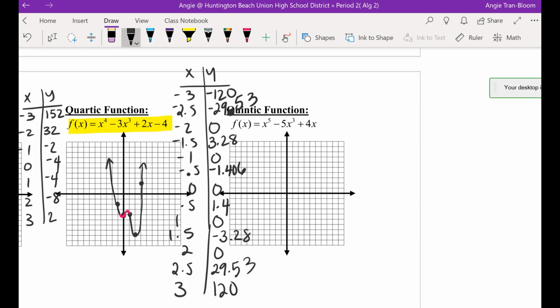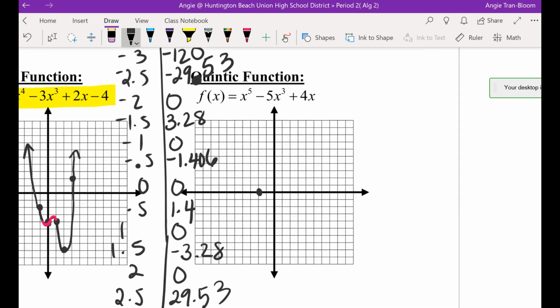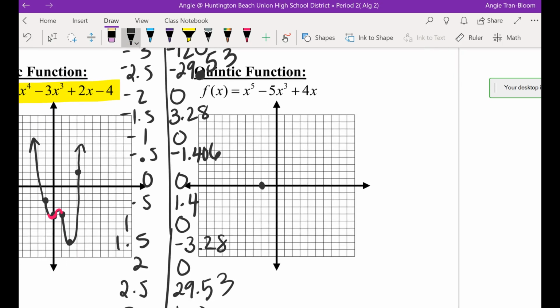So I'm going to start with negative 2, 0. Is that okay? The reason I want it there is so I know what direction to go towards 2. Negative 1.5 is now positive 3.28. So it's pretty close to one another. Somewhere in the middle is fine. Negative 1 is back at 0. You're going to have a lot of x-intercepts here. Negative 0.5 is now negative 1.4 below.